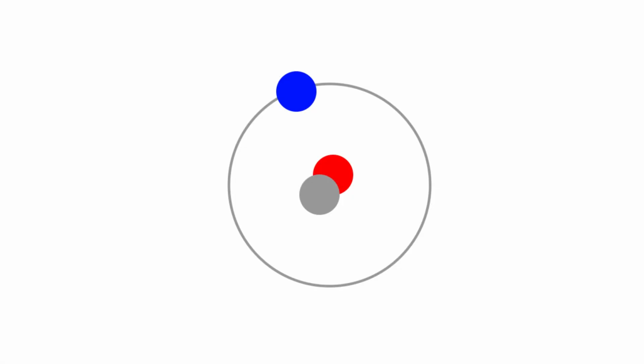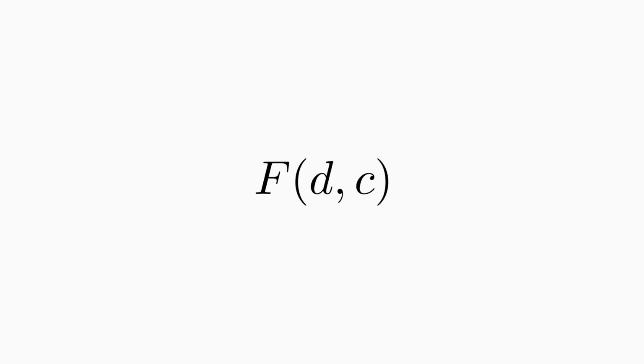In BFDI 5, we see two atoms, each one with one red and gray particle in the center and a blue particle in a shell. Each particle applies a force on the other particles. This force depends on the distance of the two particles and their charge.